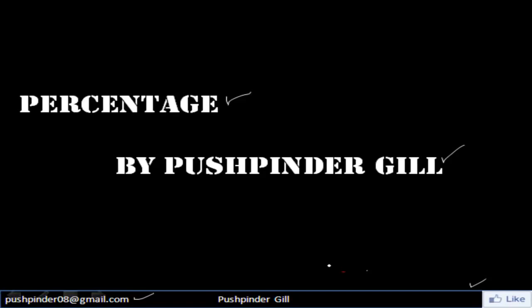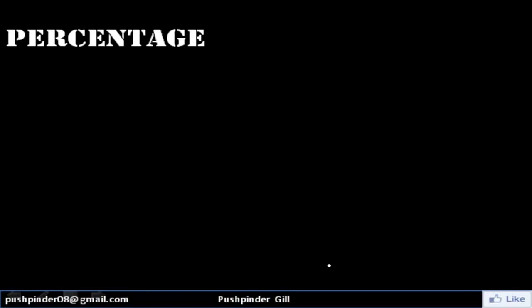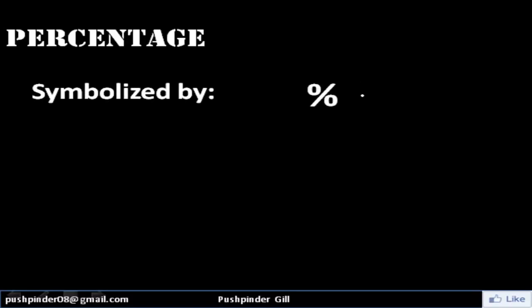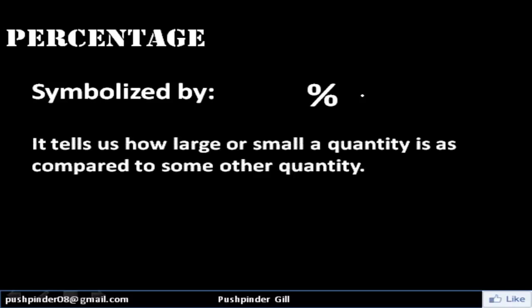So let's go ahead and get started with it. So what exactly is percentage? It's usually symbolized by this sign here. You usually say, okay, 5%, 10%, 20%, right? So let's define what percentage really is. Percentage tells us how large or small a quantity is as compared to some other quantity, right?